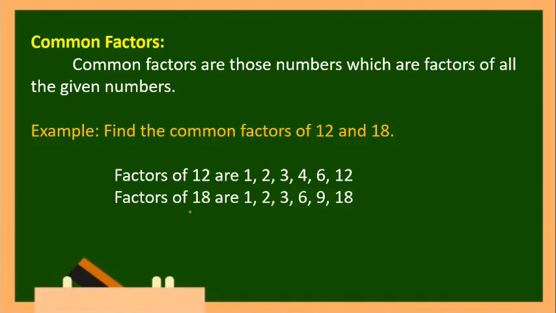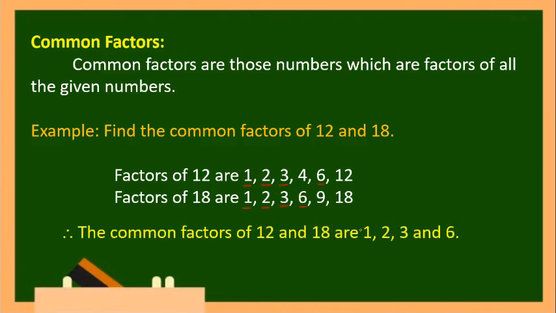In the same way, what are the factors of 18? Factors of 18 are 1, 2, 3, 6, 9 and 18. Now from these two, if you observe, there are some common numbers. What are they? 1, then 2, then 3, then 6. So these are the common factors. Common factors of 12 and 18 are 1, 2, 3 and 6. This way we find common factors. Understood everyone? Okay.